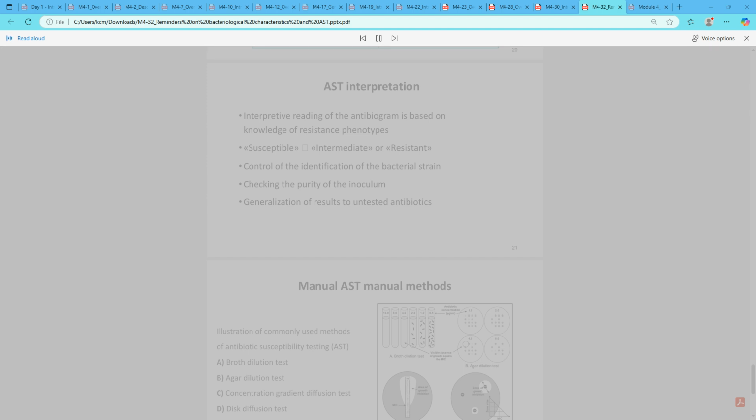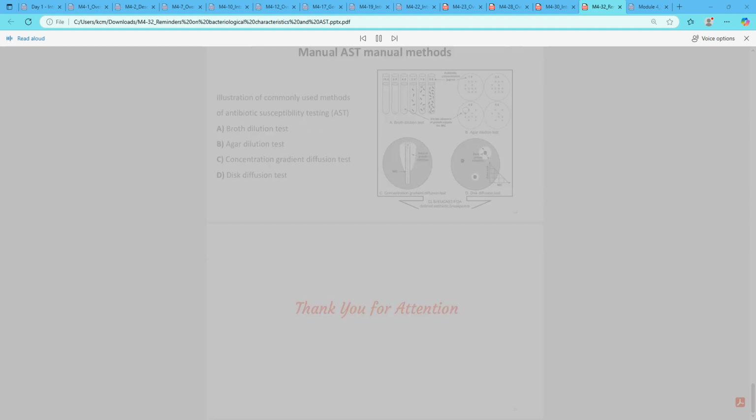Interpretive reading of the antibiogram is based on knowledge of resistance phenotypes, susceptible. Manual AST: manual methods. Illustration of commonly used methods of antibiotic susceptibility testing, AST. A, broth dilution test. B, agar dilution test. C, concentration gradient diffusion test. D, disc diffusion test.